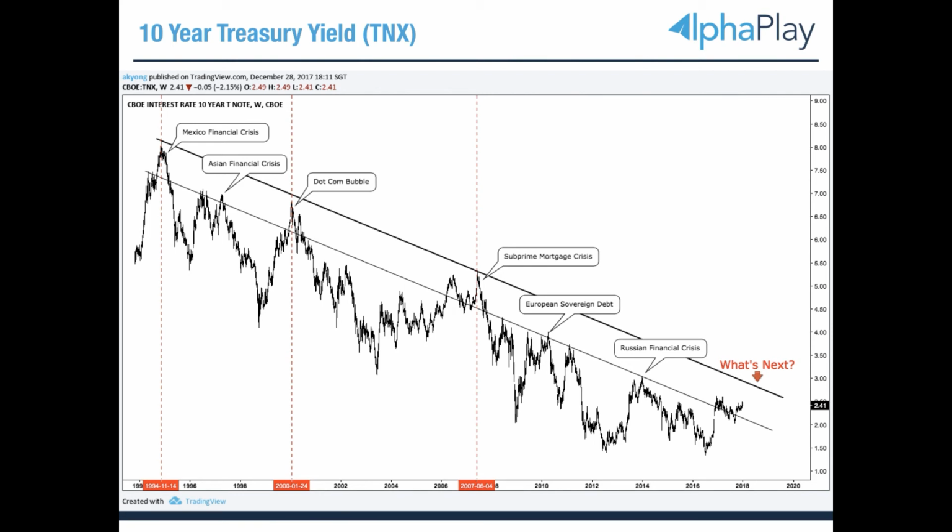2000.com. This one here, 2008 subprime. This one here, 2010 Europe debt crisis. Russian financial crisis. We are now here. Okay, you look at the chart here, 2018 to 2020. So somewhere between here, 2019 might happen. So what's next? We don't know lah.